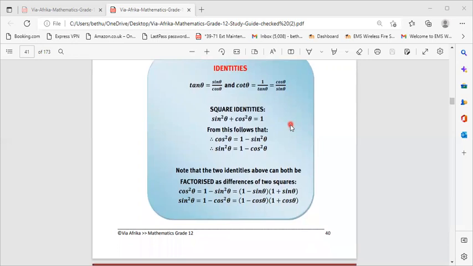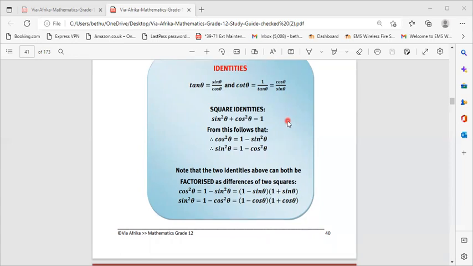Now we are moving over to identities. The first identity I'll be taking you through is something you learned in grade 10. This is a refresher. These are also in your formula sheet, but we need you to know how to apply them. So I'll take you through them one by one.